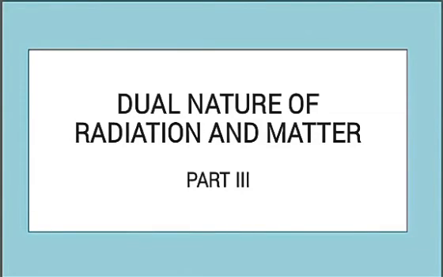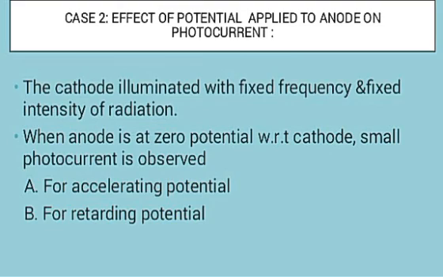Dear students, this is part 3 class of dual nature of radiation and matter. In last class, we studied about the experimental arrangement of photoelectric effect and the effect of photocurrent on intensity of incident radiation, right? So in this class, let us study the effect of potential applied to anode on photocurrent.